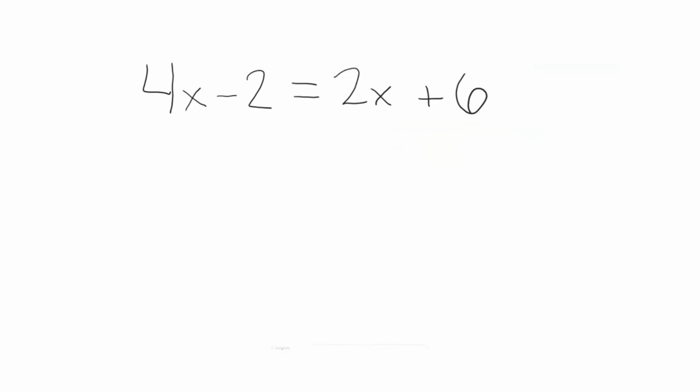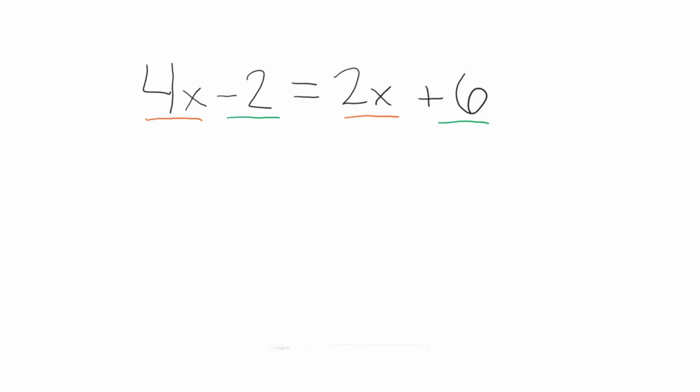What we want to do is combine the like terms. Two like terms here would be the 4x and the 2x. And the other two like terms would be the minus 2 and the plus 6, because they are similar to each other. So let's start with the 4x and the 2x.